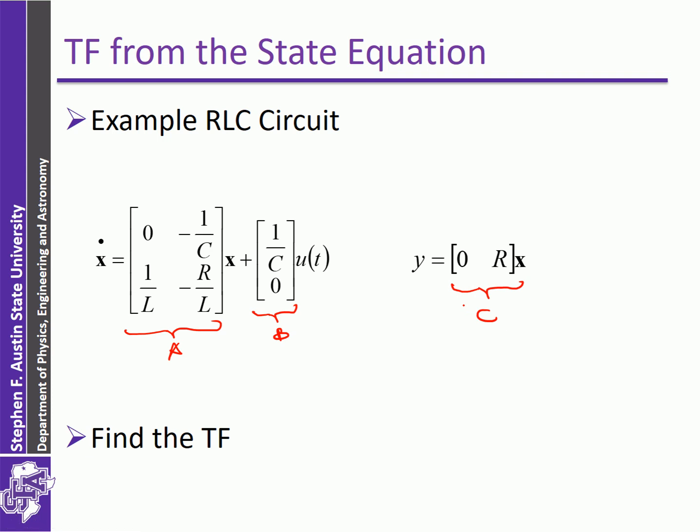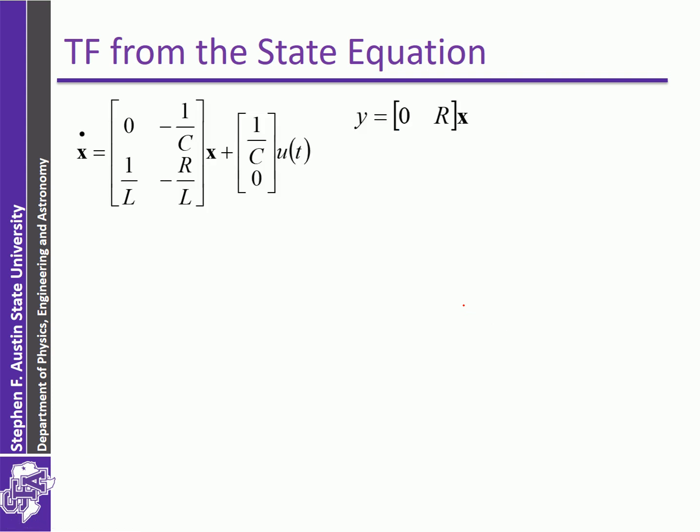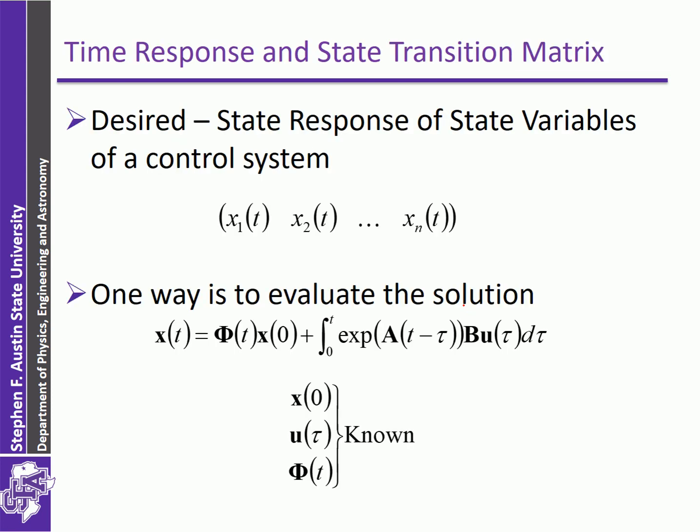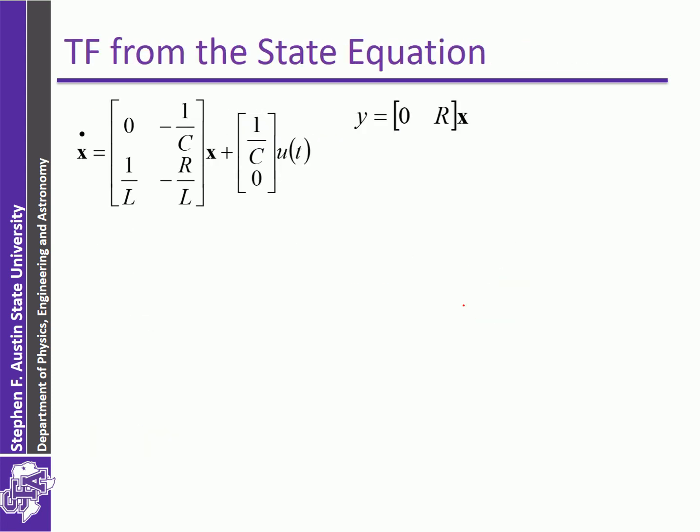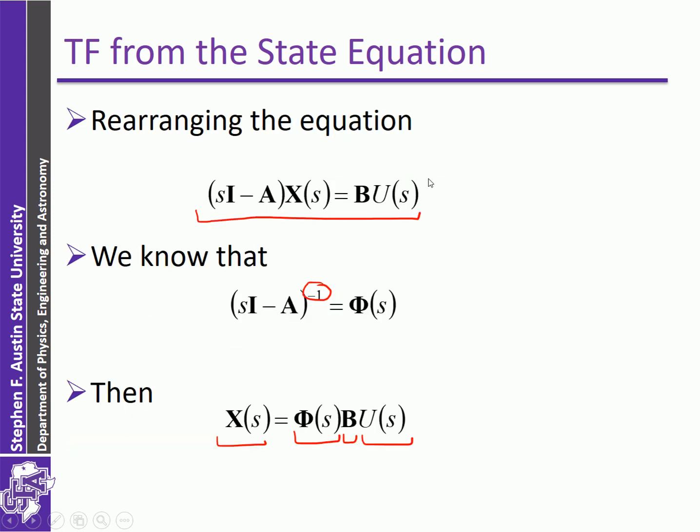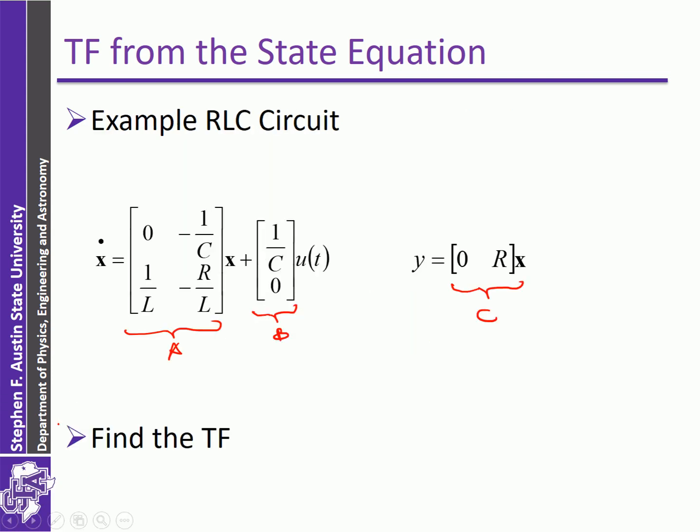So what we're going to do, first, we need to find our transfer function. For that, we'll first need to find our state transition matrix. We know that the state transition matrix is given by this expression: Phi of S is equal to S times the identity matrix minus A, inverse of that. So let's start at the very beginning.